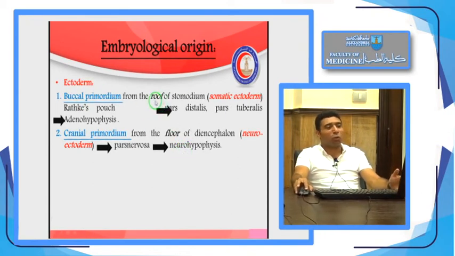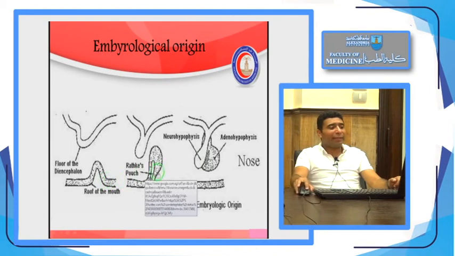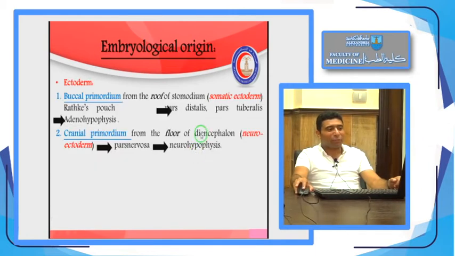So the buccal primordium, or roof of the mouth, or somatic ectoderm, will make a pouch. We'll see it in the photos. It will make a pouch called Rathke's pouch. What about the floor of the diencephalon? It will also make a pouch, and one will ascend and one will descend until they make the adenohypophysis and neurohypophysis. The adenohypophysis will be pars distalis and pars tuberalis, while the neurohypophysis will be called pars nervosa.